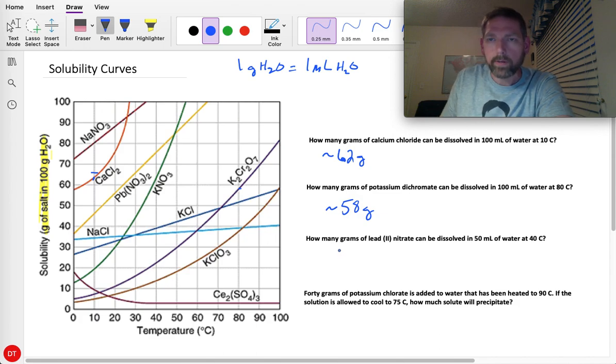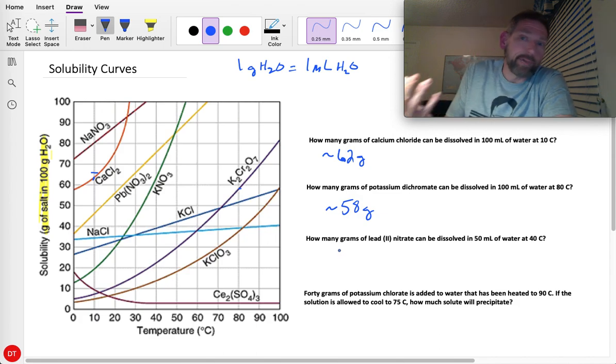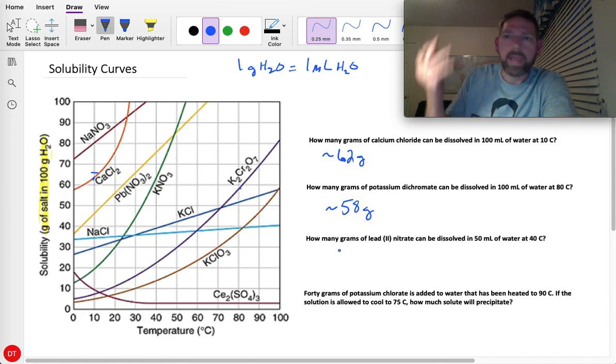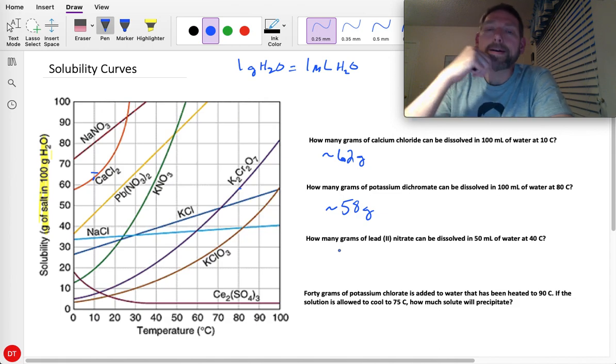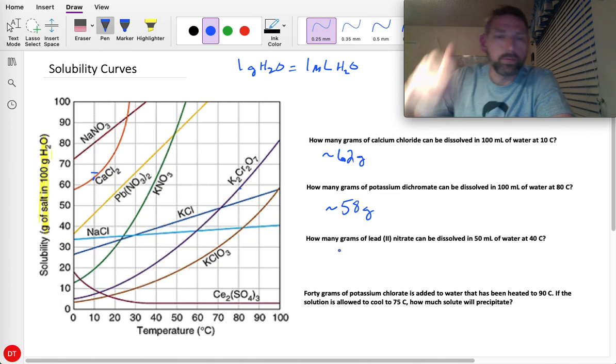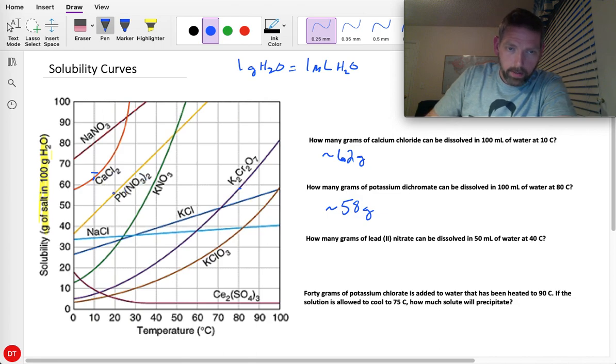Of course, in reality, it could be 58.2, might be 57.85, if you have really good, accurate measurements. For our purposes, 58 is going to work great on this. Hopefully, you can see that. And then let's see the third one. We've got how many grams of lead II nitrate. All right, lead II nitrate right here.